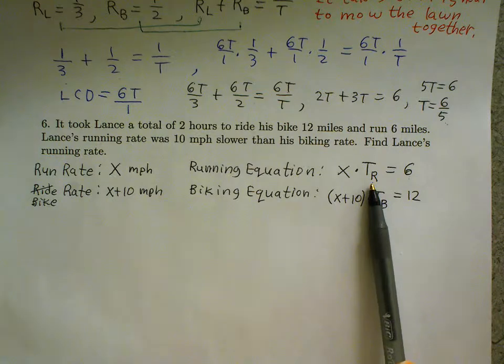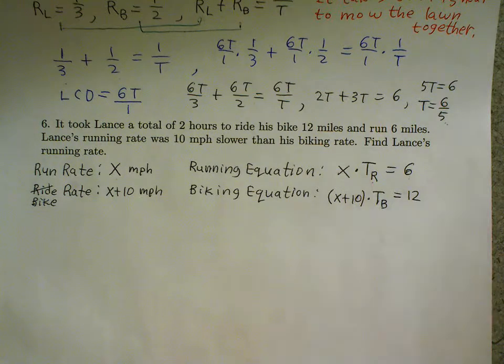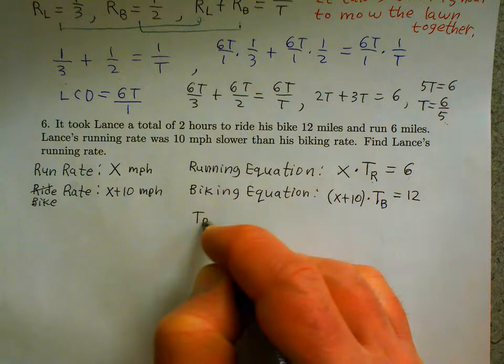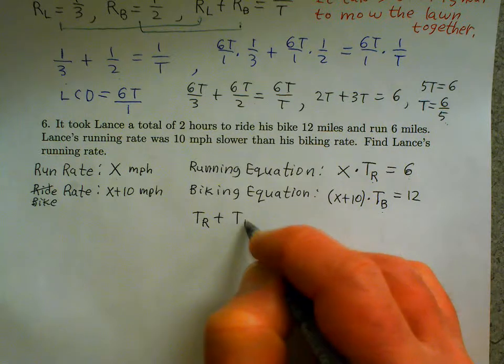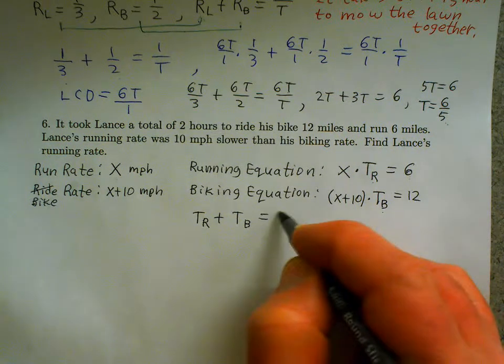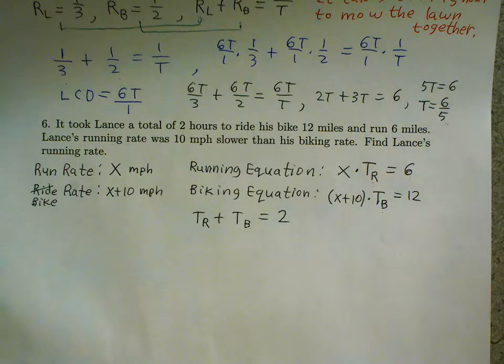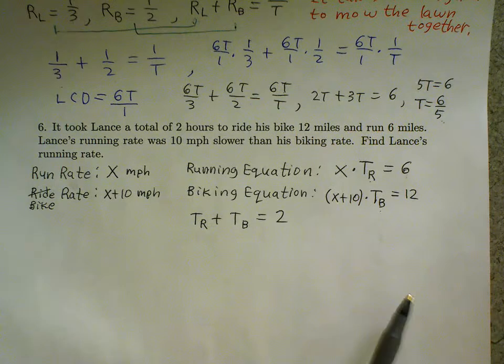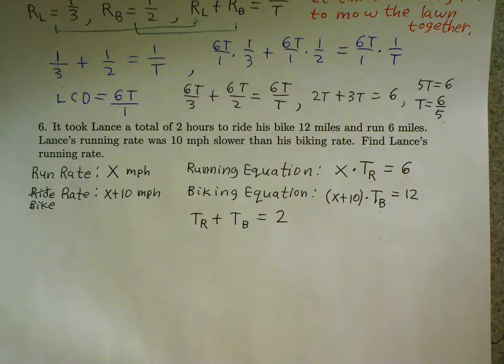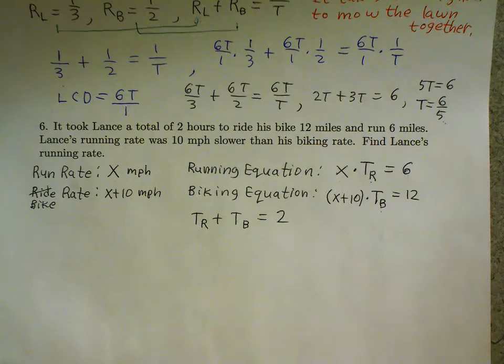Yeah, so T sub r is the amount of time running. We add that to T sub b, that's the amount of time biking, and it adds up to 2. So yeah, I got a correct answer online. T sub r plus T sub b equals 2, right? Okay, now we're just a couple of steps away from getting an equation whose only variable is x. Now what?